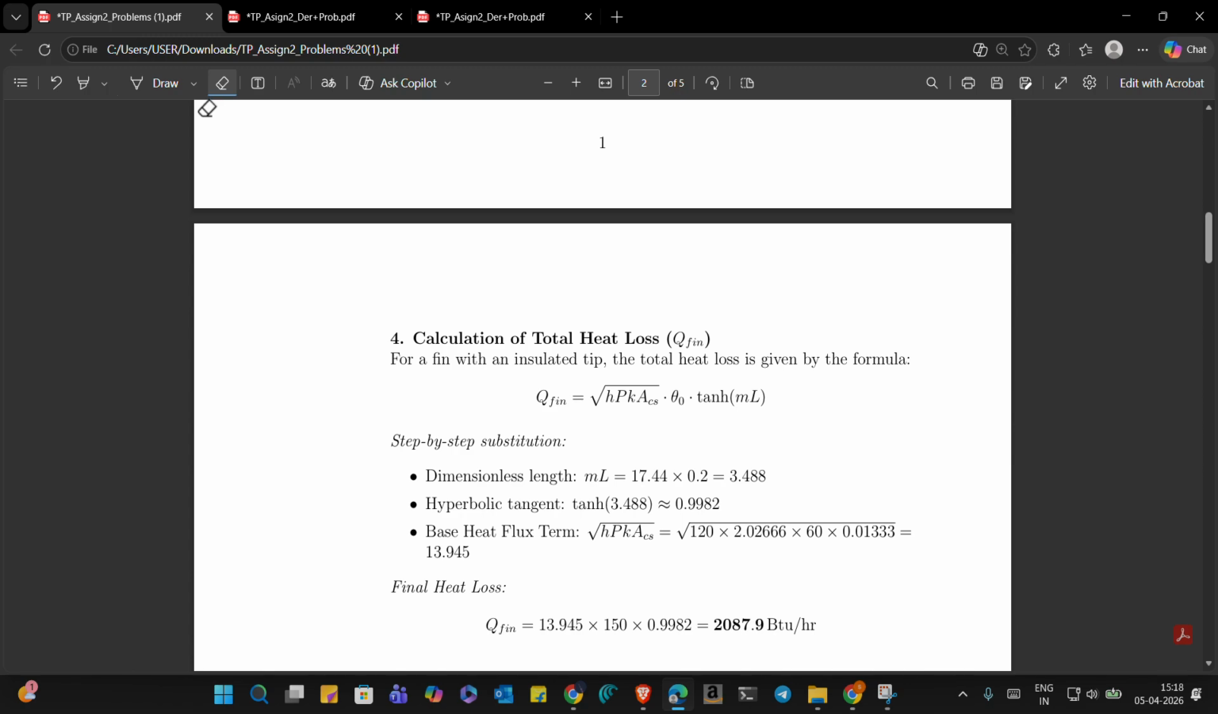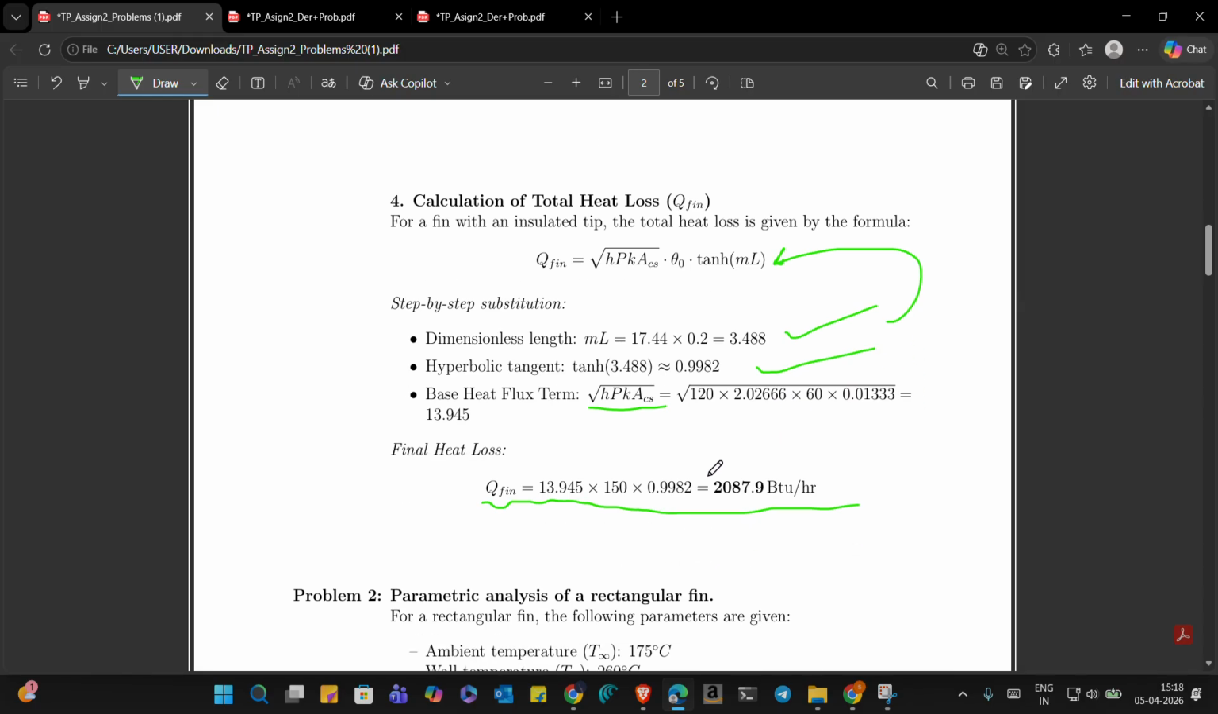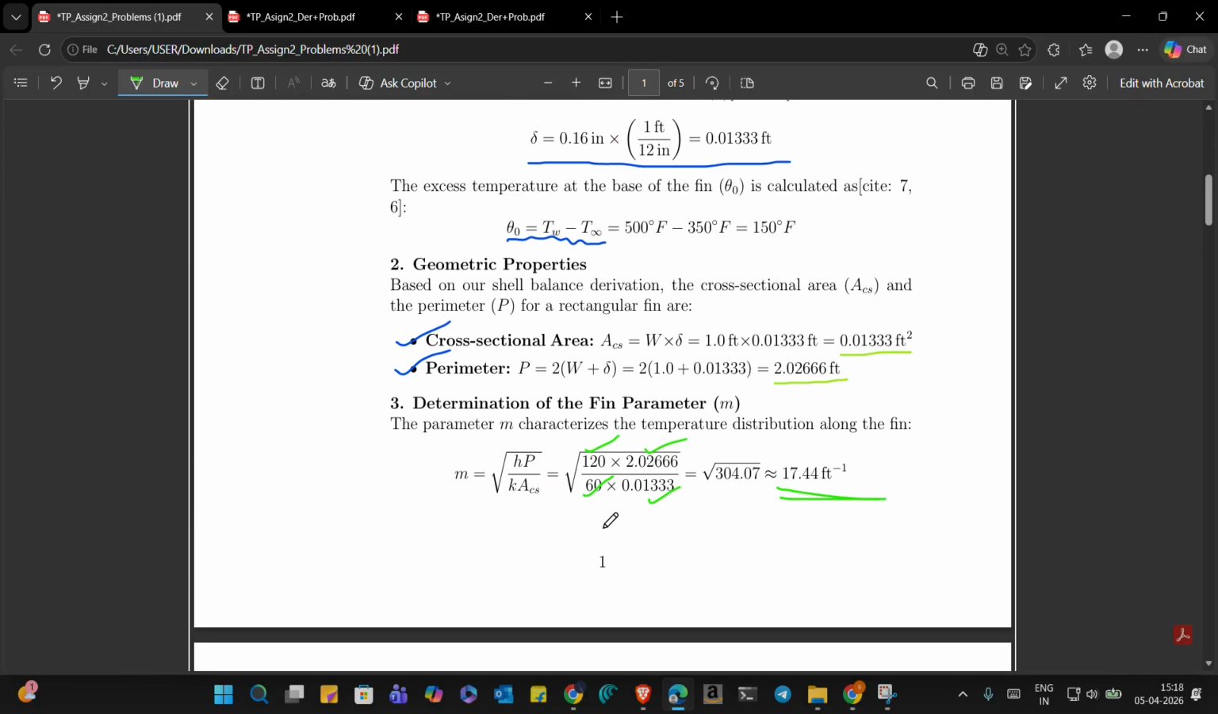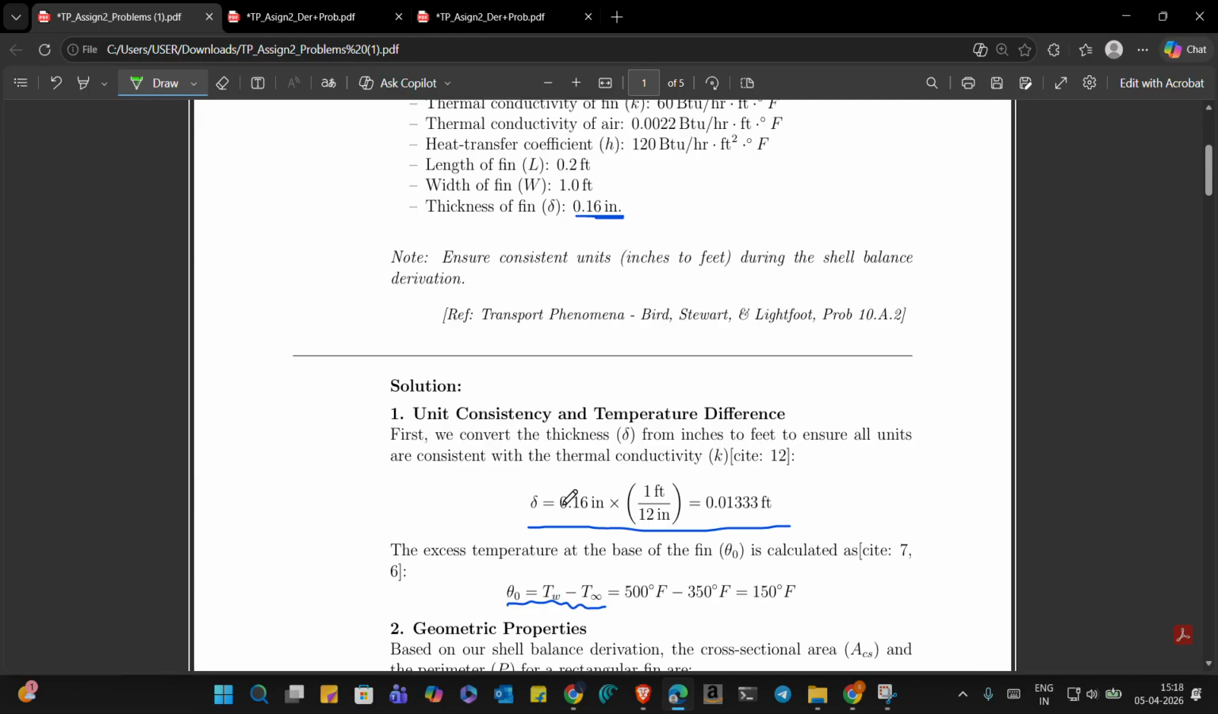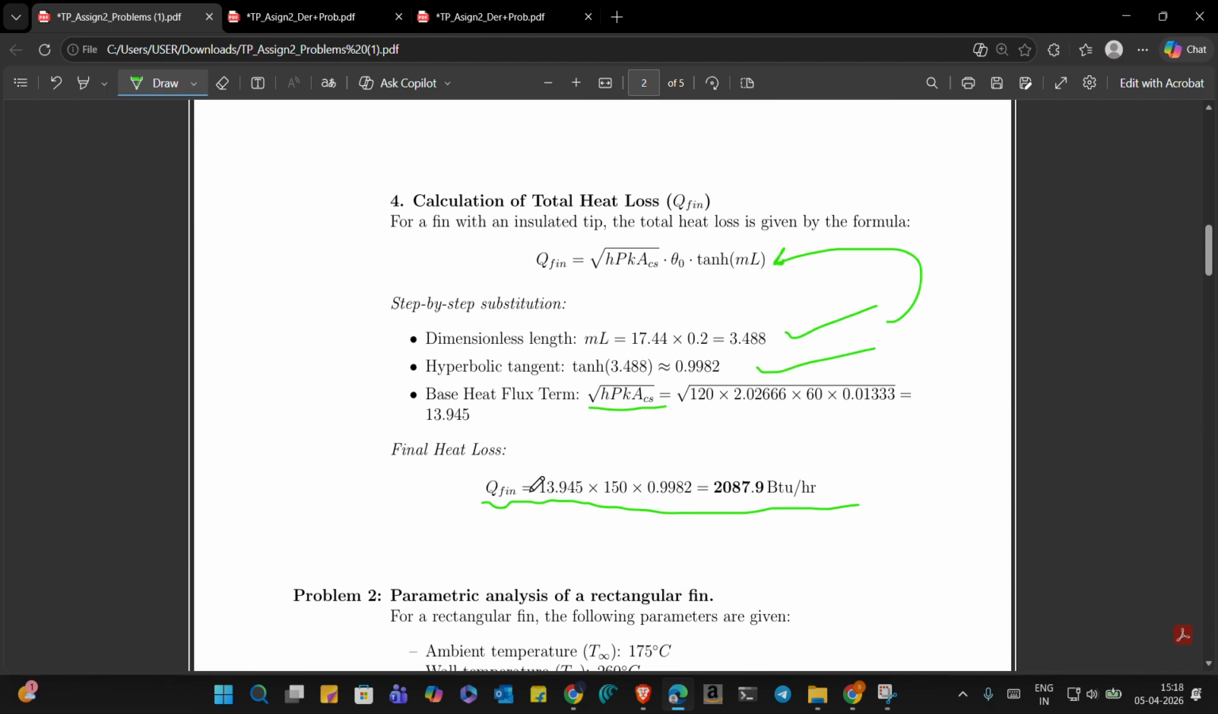So we'll put the values that we have found in earlier slides into this equation to get the Q fin value of 2087.9 BTU per hour. What we do is we individually find the dimensionless length value, we'll find the tan hyperbolic value, and the base term, and we'll substitute these terms into this equation, and we'll get this final heat loss. So, as asked in the question, we have found the heat that our fin is dissipating into the atmosphere for cooling purposes.